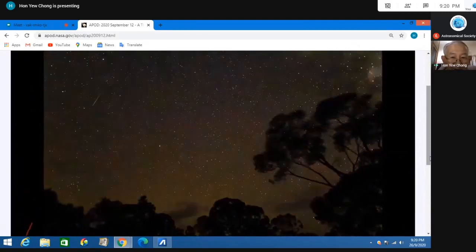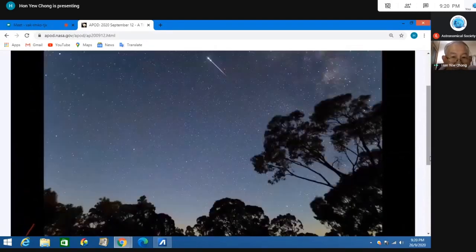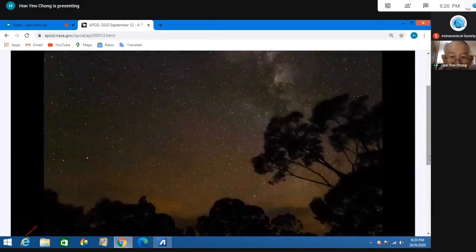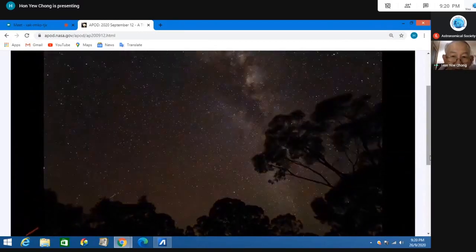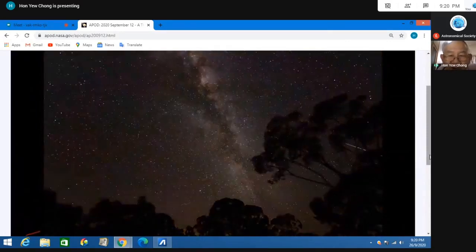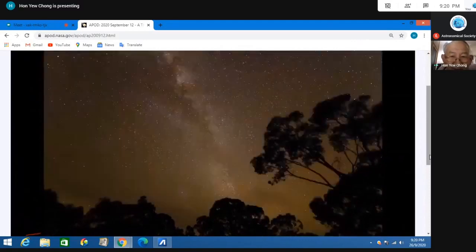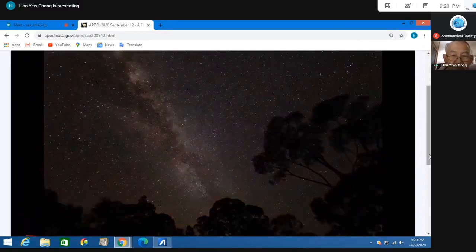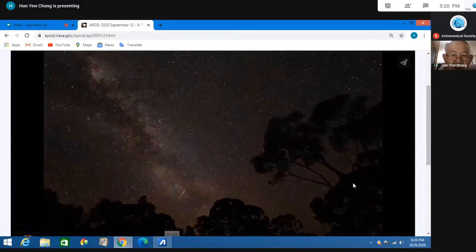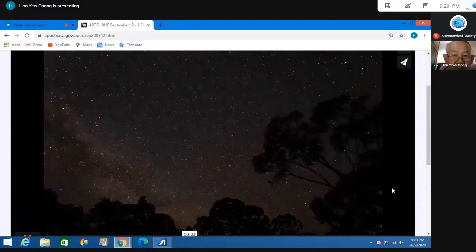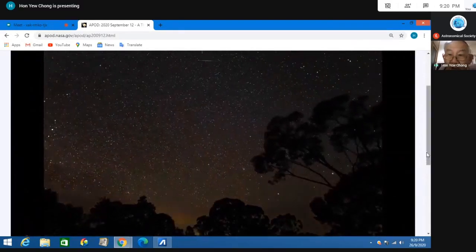Some fireballs can be seen from all directions. Fireball. Milky Way. And of course, the trees are shaking because of the wind blowing. Fireball on the left. Very nice.